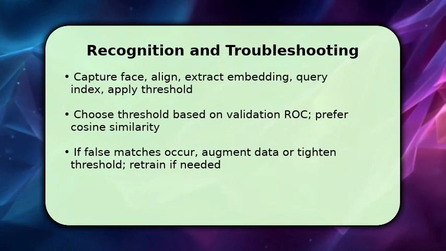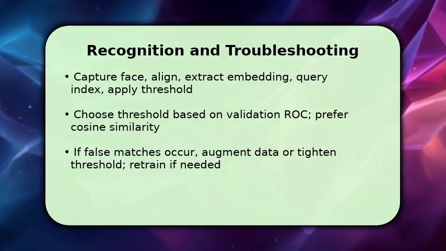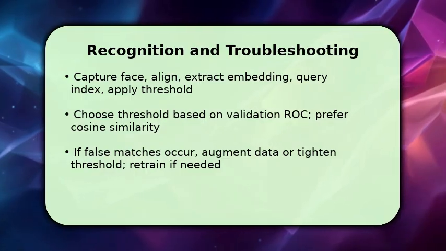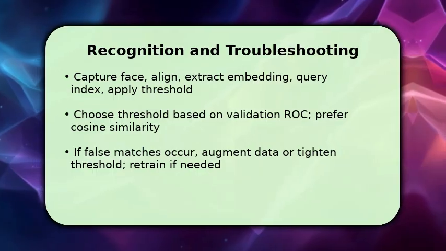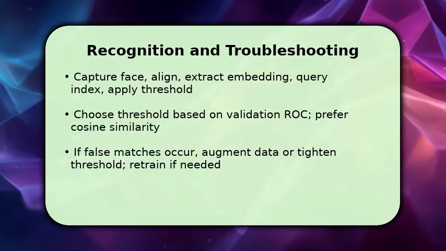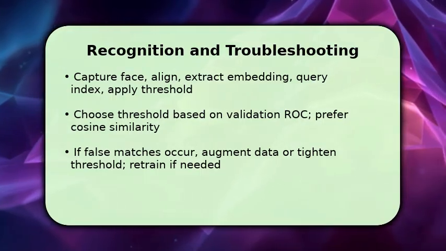For live recognition, capture frames, detect and align faces, then extract embeddings and query your index to find the nearest neighbor and similarity score. Decide a threshold from validation ROC curves and use cosine similarity to accept or reject matches. This balances false accepts and false rejects.